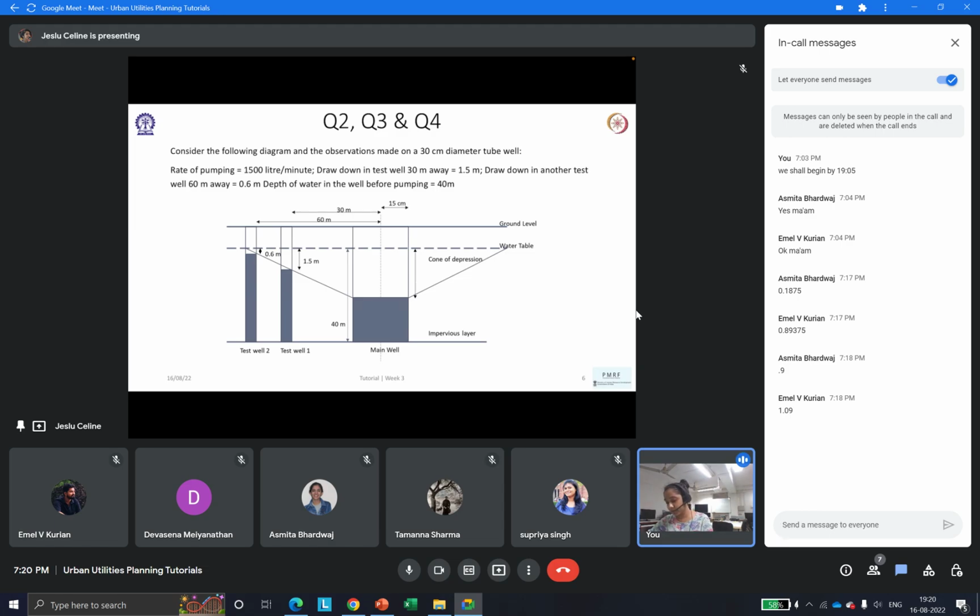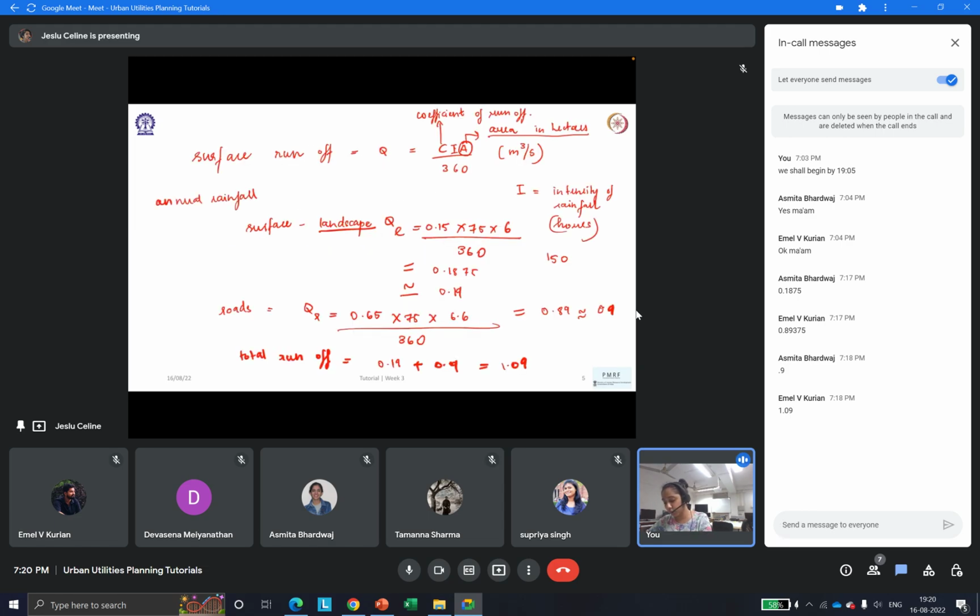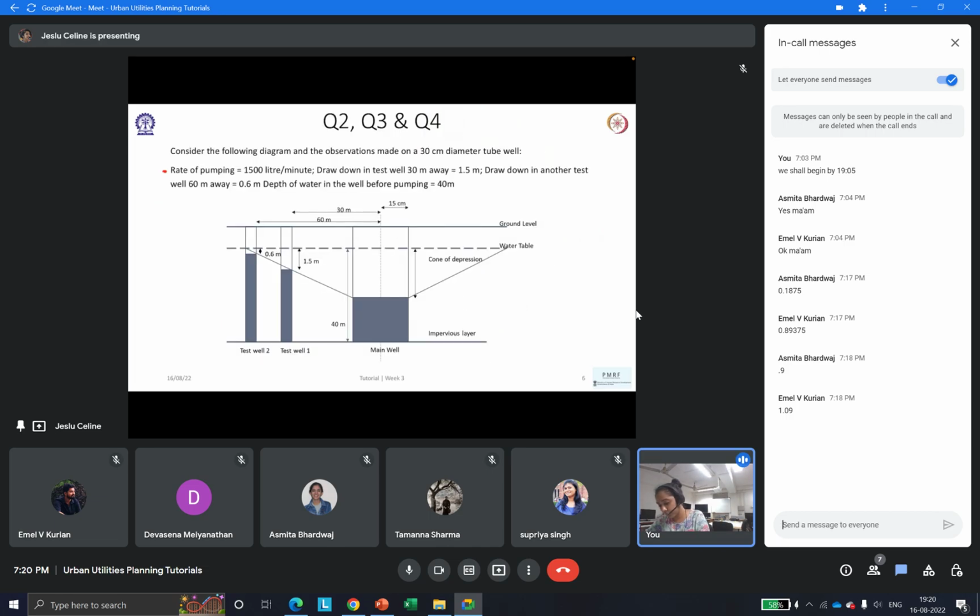So this question we are basically talking about. So let's just look at this. I'll just read the question. Consider the following diagram and the observations made on a 30-meter diameter tube well. So we have some information like what is rate of pumping, drawdown in a test well. So what is this basically? Like what does this image show?